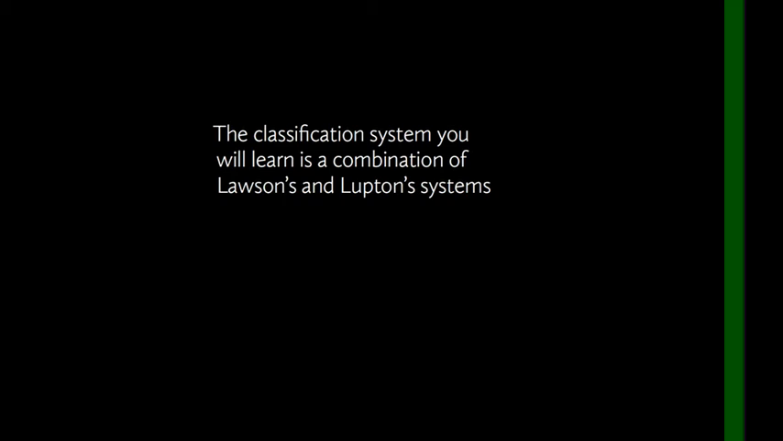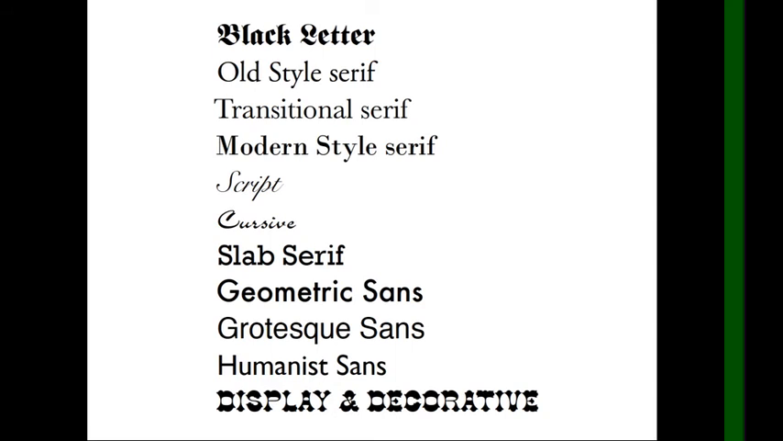However, the one I'm going to teach you is relatively simple, 11 categories, and they are all fairly well accepted, commonly used categories. So these are your 11 categories: black letter, old style serif, transitional serif, modern style serif, script, cursive, slab serif, geometric sans, grotesque sans, humanist sans, display, and decorative.